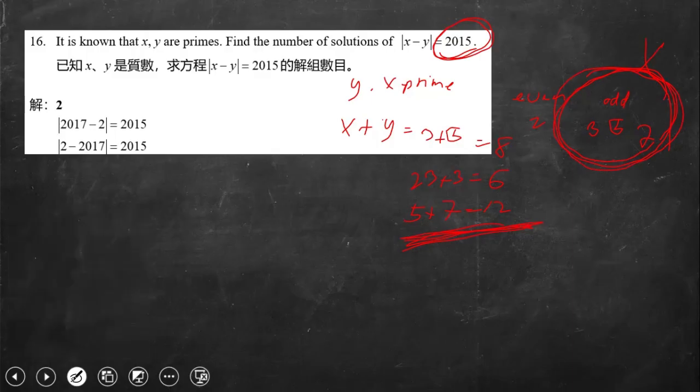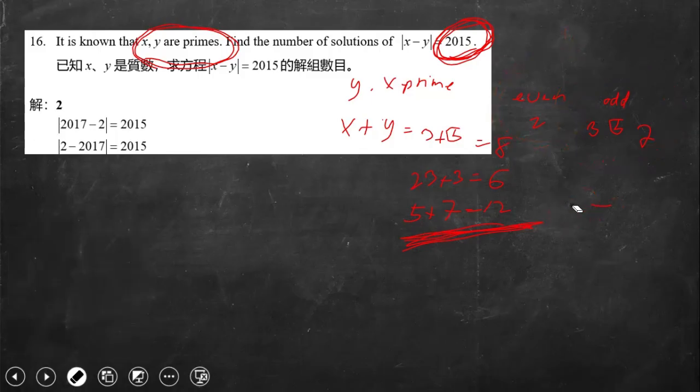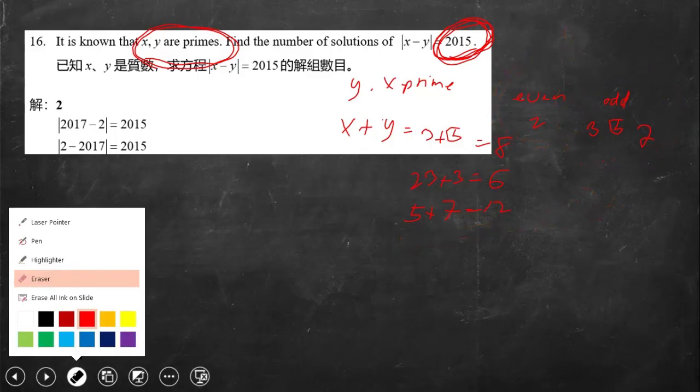They also can't both be even, because they are primes. The only way that's possible is 2 plus 2, because 2 is the only even prime. But it's 2015 here, so that's also not viable. Both of them can't be odd, both of them can't be even. So one has to be even and one has to be odd, meaning one of them is 2 automatically.